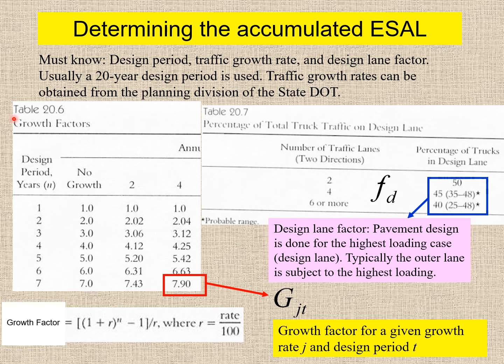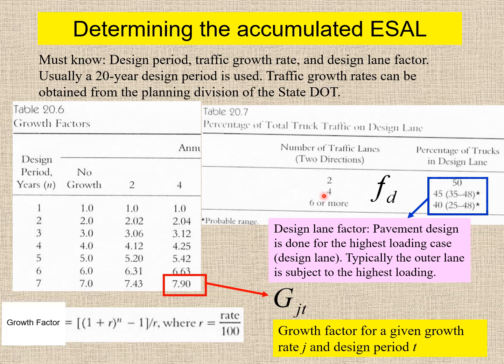Well, here you can see Table 20.6, which will give you the growth factor. The table is shown partly over here. This column is design period in years 1, 2, 3, 4, like that. And this column is no growth in the traffic, then 2% growth, 4% growth, and so on. So when you are having 4% growth and you consider seven years as the design period, you can see that the growth factor is 7.90.